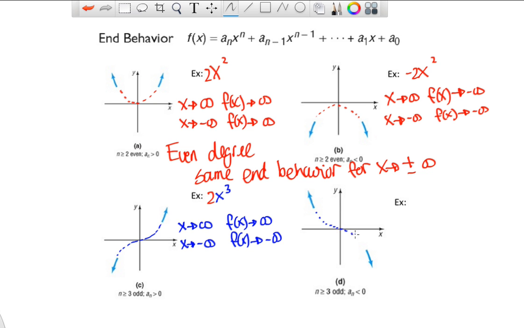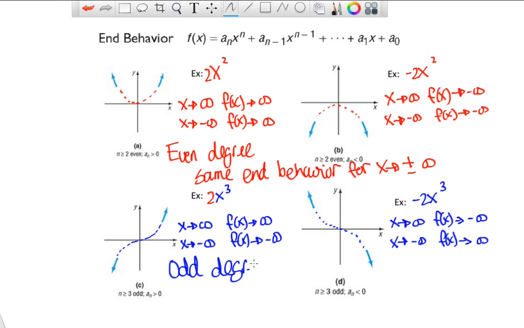If I change the leading coefficient, so now I have a negative 2x cubed, then when x goes to positive infinity, so on the right side, the function actually goes down. And that means that on the left side, oh, I forgot the negative there, so when x goes to a negative infinity, then the function will actually be at a positive infinity. So odd degree, the O for odd corresponds with opposite end behavior.